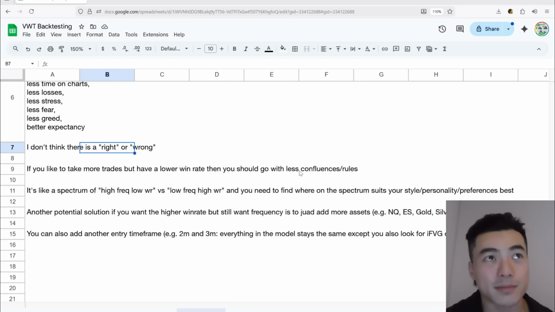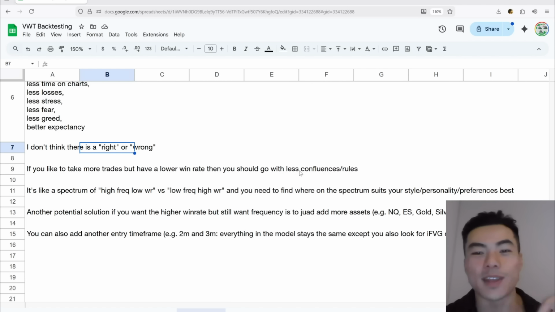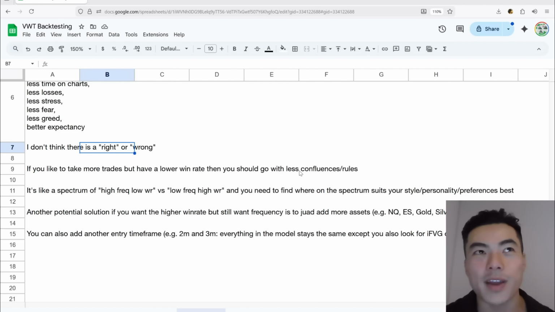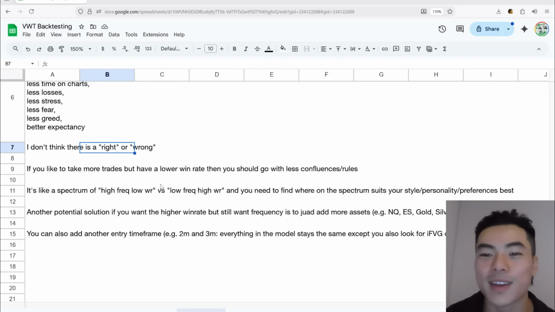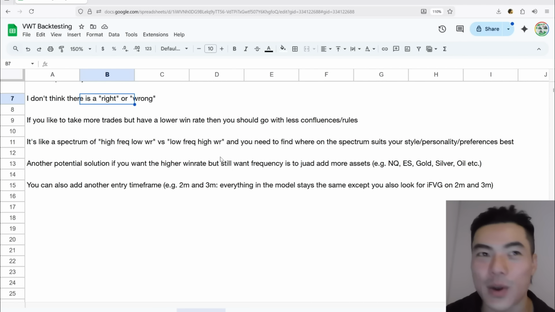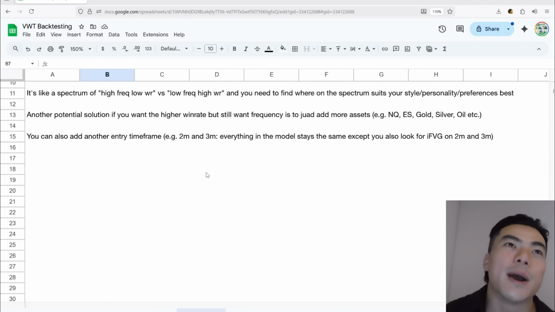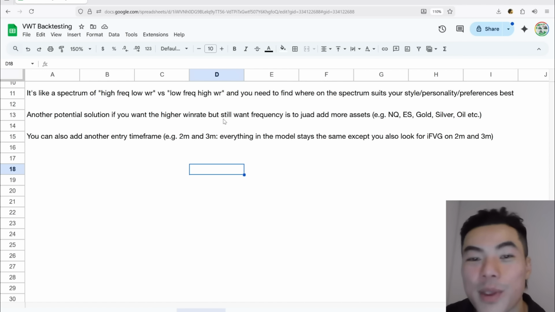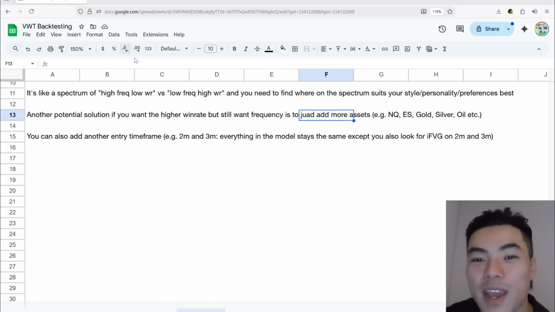So I think it is important to find where you fit on that spectrum, along that line, and where on the spectrum suits your personality, your preferences, your psychology, your lifestyle. But another potential solution if you want a higher win rate, but you still want frequency, is to just add more assets.